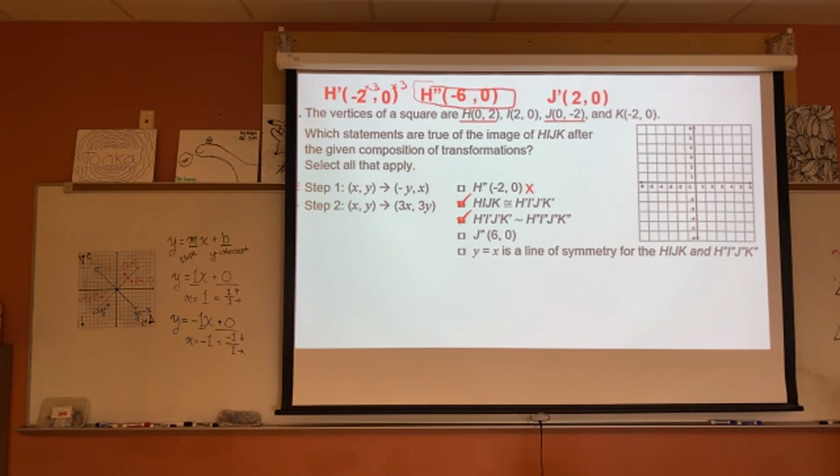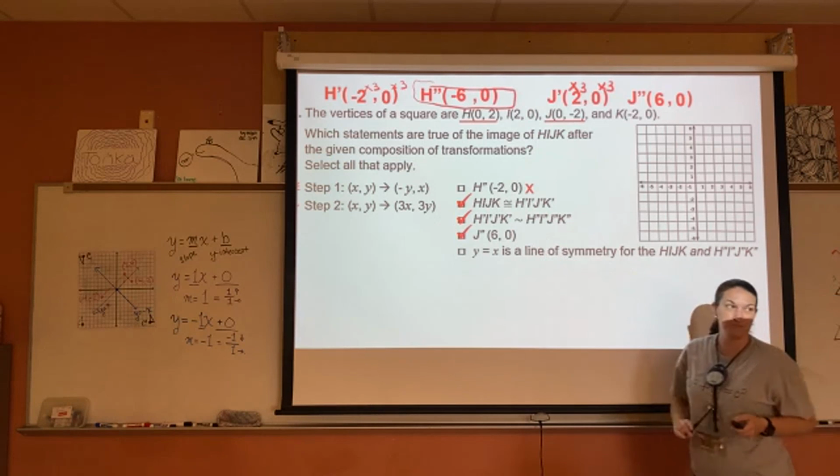But it's double prime J, so I have to do both. So what do I do now? Multiply times 3. And what am I going to get as a final result? Positive 6 and 0. Is that what the answer choice is saying? So what I selected? Yes.